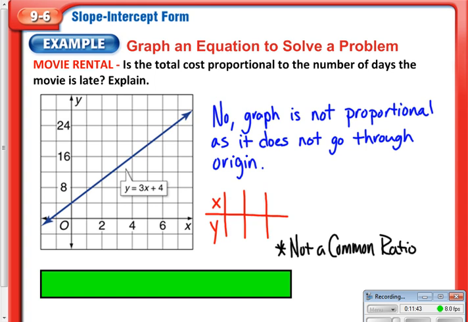The second way you could describe this is to go ahead and set up a table. We know that for 1 day late, you're going to spend $7. For 2 days late, you would spend $10. Then if you look at your ratios here, remember it is y over x, so it's basically 7 over 1 and 10 over 2, and this would reduce to 5 over 1. Those ratios are not the same, so the ratios also show that this is not proportional. This will conclude our lesson 9.6, slope-intercept form of graphing.